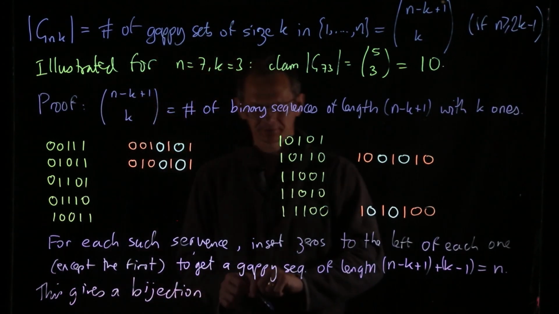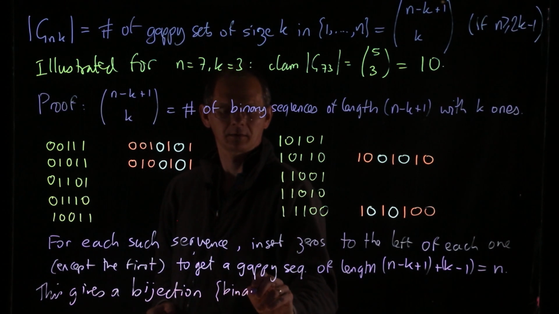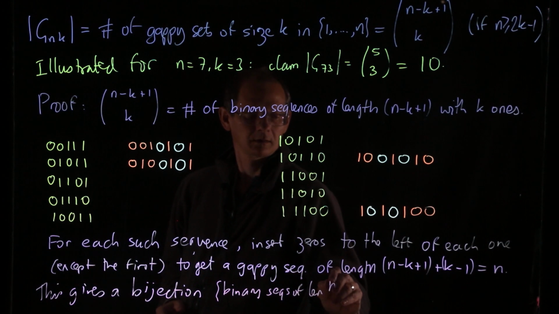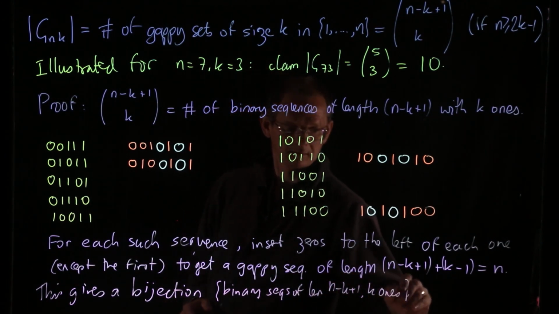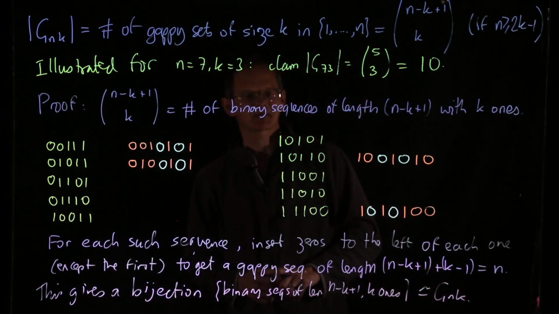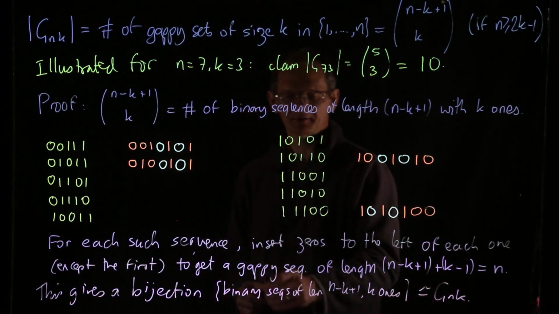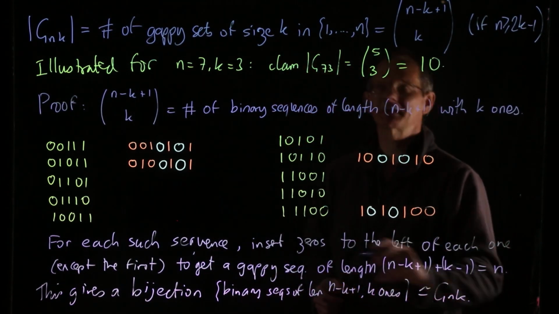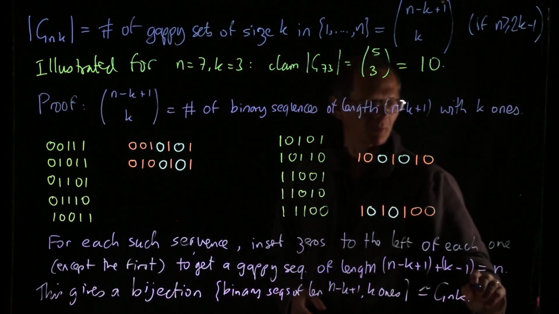So this gives a bijection. This construction we've just talked about gives us a bijection from the binary sequences of length n minus k plus 1 with k ones to G(n,k), the set of gappy sets that we're interested in. And so these two sets have the same size, and that's exactly what we needed to prove.